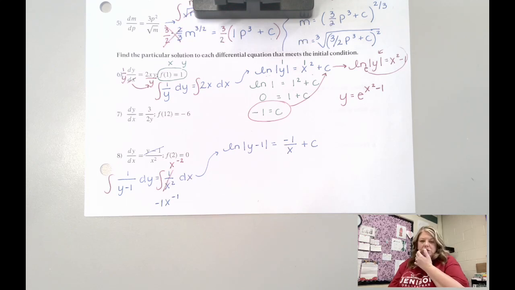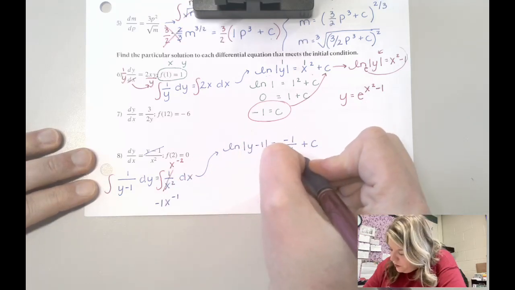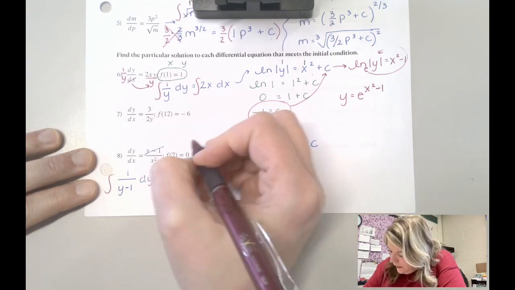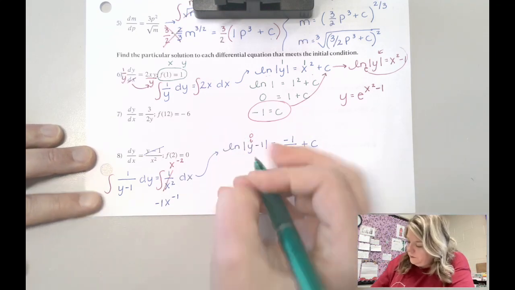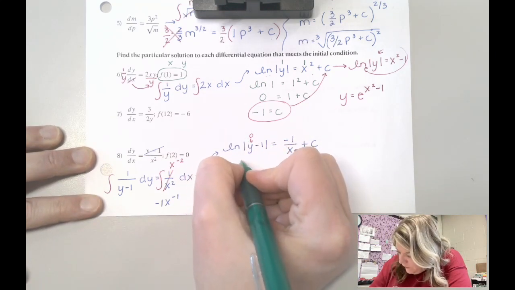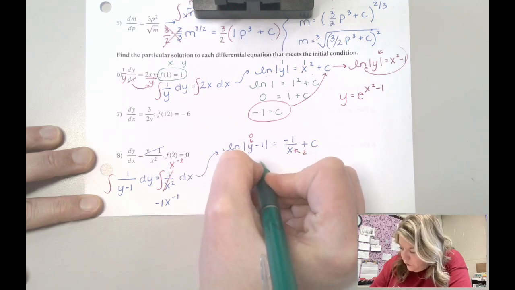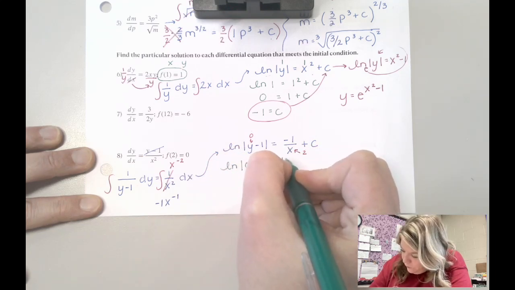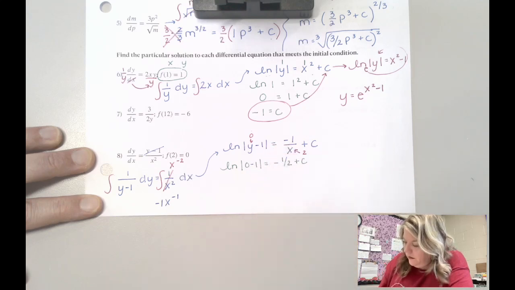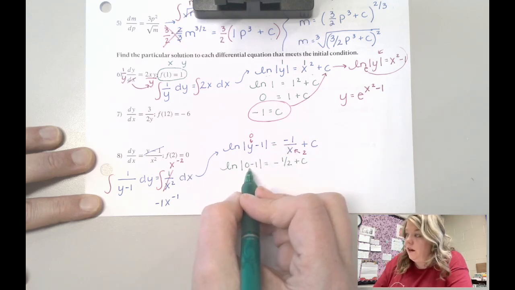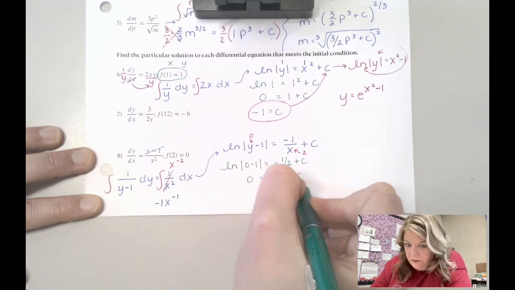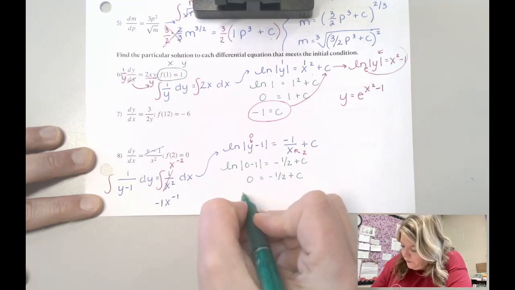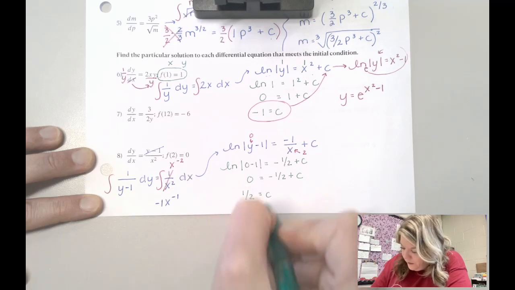Okay, let's take our little detour and find what our c value is. So I am putting a 2 in for x, and I am putting a 0 in for y. So I end up with natural log of, this is where absolute value is super important, 0 minus 1 equals negative 1/2 plus c. Well, this is really just natural log of 1, which is a 0, equals negative 1/2 plus c. And then add the 1/2 to the other side. So 1/2 is c.